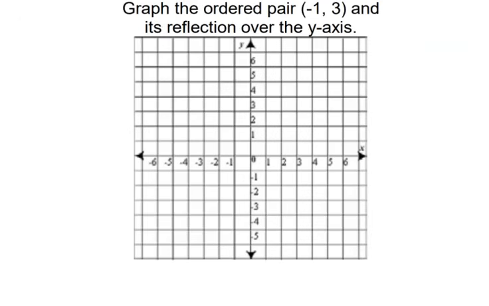Graph the ordered pair (-1, 3) and its reflection over the y-axis. So here's the y-axis. Okay, -1, so we're going to go -1, that's to the left, and then up 3: 1, 2, 3. So it would go right there. And then to reflect it over the y-axis, it's just going to go 1 on the opposite side. So there it is. (-1, 3) has been graphed and then reflected over the y-axis. That's where it would go. And that's all you have to do for that one.